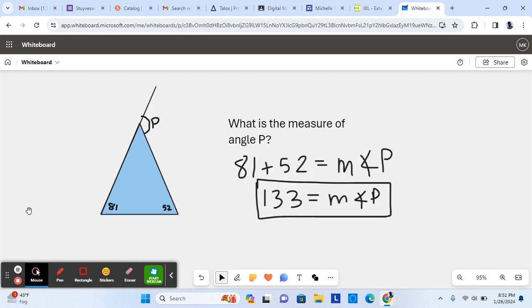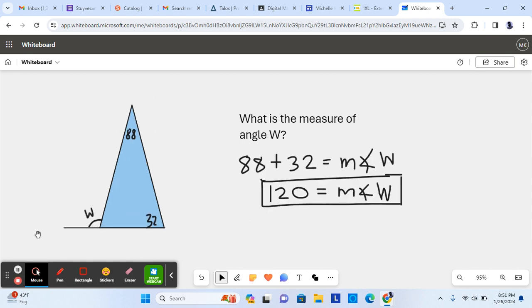For the second problem, we need to find the measure of angle P, and it's on the outside as well. We need to add up the two remote interior angles, which are 81 and 52, and that gives us 133 as the measure of angle P. Let's move on to the last question.